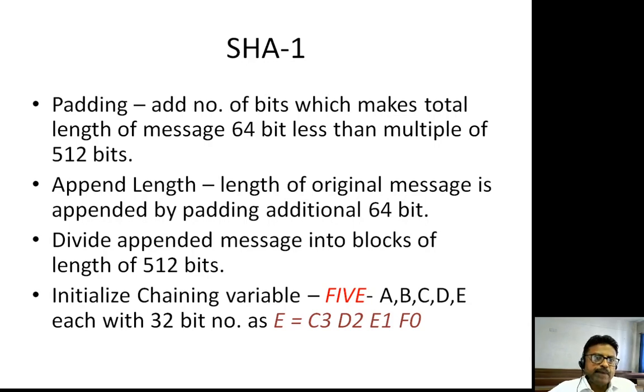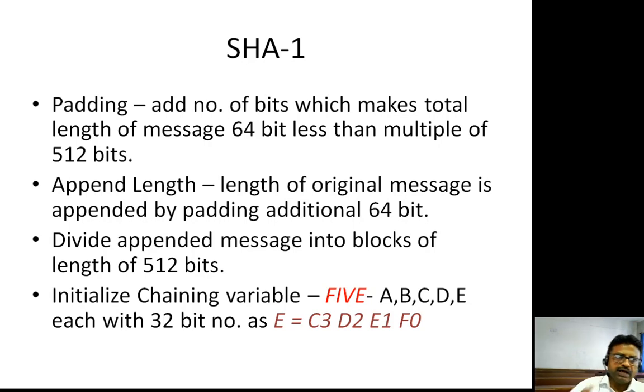So the padding is done by adding bits to make the total length of the message 64 bits less than a multiple of 512 bits, as we do in MD5. Then the second step in MD5 was to append the length by adding a 64 bit number representing the size of the original message. The same thing is done in SHA1: the length of the original message is represented as a 64 bit number and added after the padding.